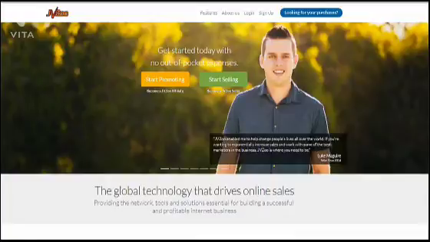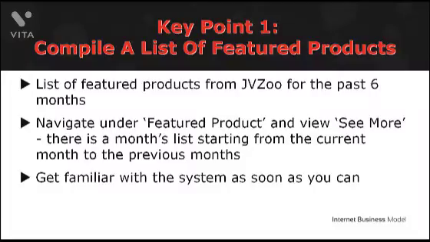So where do you understand the market needs? First, create an account on jvzoo.com. This is the most well-known affiliate site among the Internet marketers. It's a marketplace for product creators and affiliate marketers to market their various digital products, ranging from ebooks, video tutorials, software, apps, and plugins. Second, compile a list of featured products of the past 6 months.